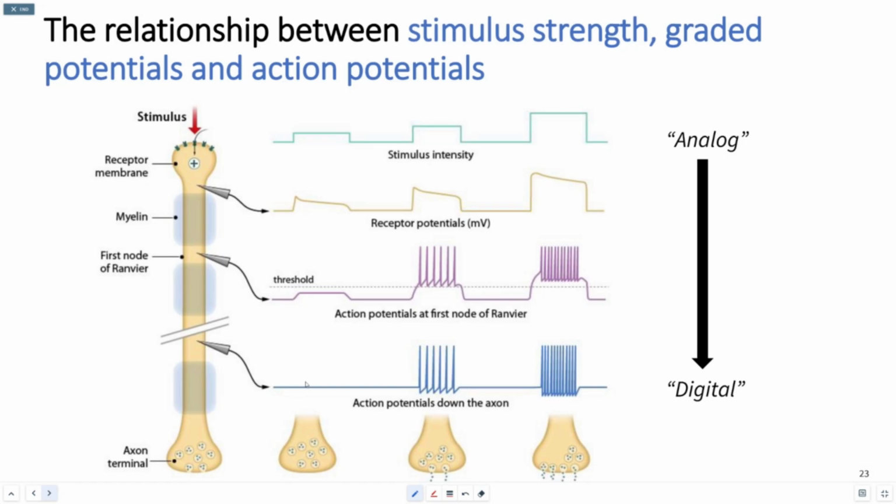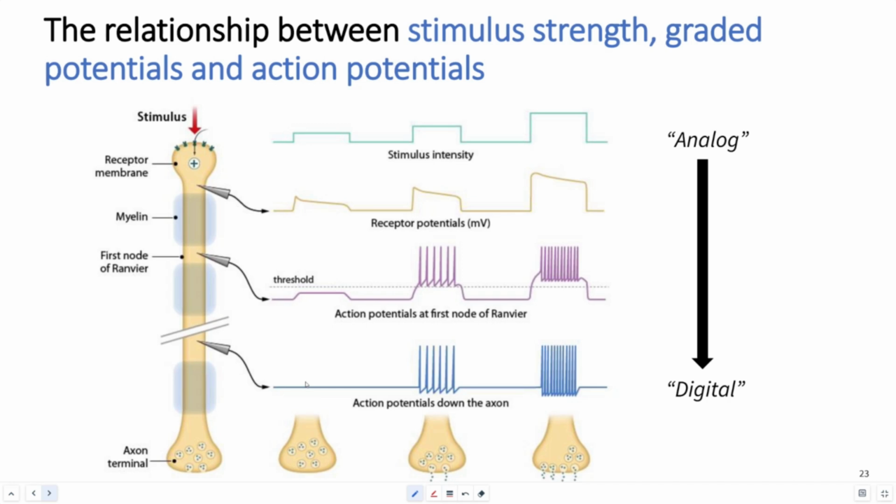Sensory receptor physiology. The relationship between stimulus strength, graded potentials, and action potential. Stimulus strength refers to the intensity or magnitude of a signal that excites a neuron. Graded potentials are changes in the membrane potential that occur in response to a stimulus, and they can vary in amplitude and duration depending on the strength of that stimulus.